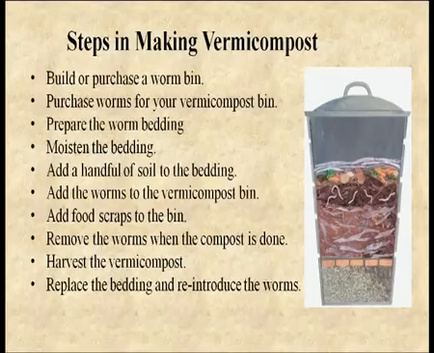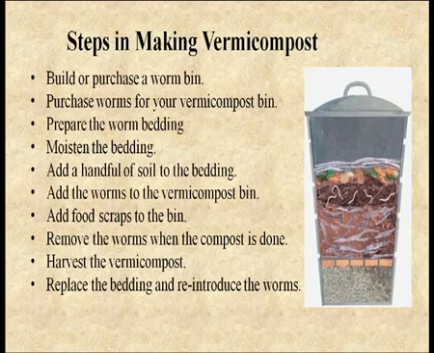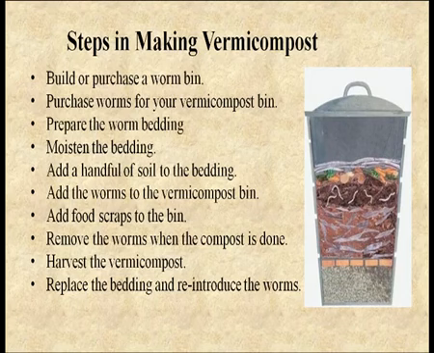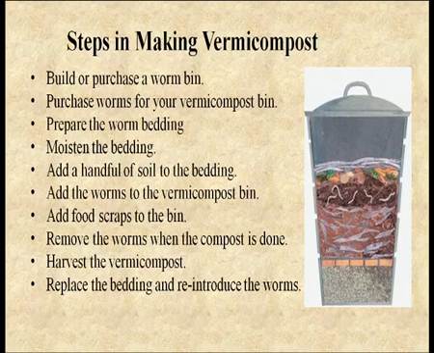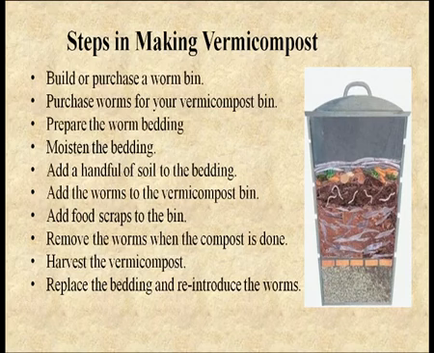Now come to the steps in making vermicompost. Build or purchase a vermicompost bin. Prepare the worm bedding, moisten the bedding, add a handful of soil to the bedding, add the worms to the vermicompost bin, add food scraps to the bin, remove the worms when the compost is done, harvest the vermicompost, replace the bedding and reintroduce the worms.